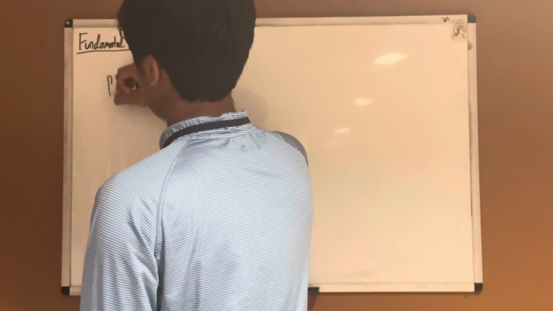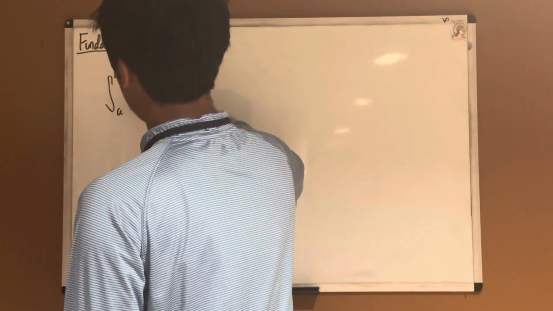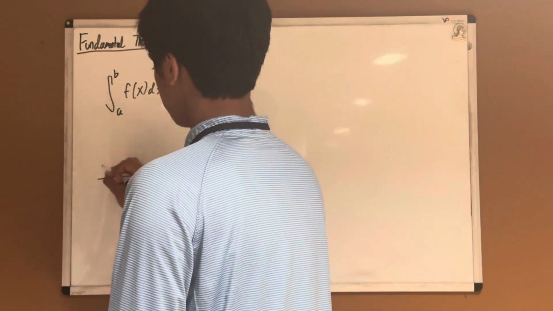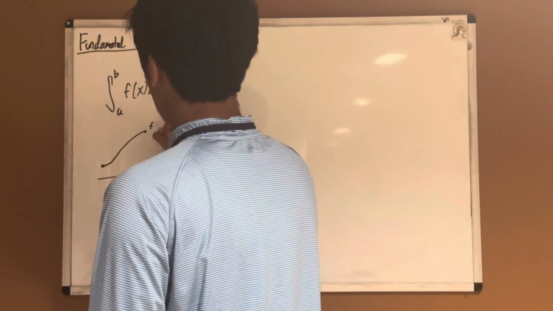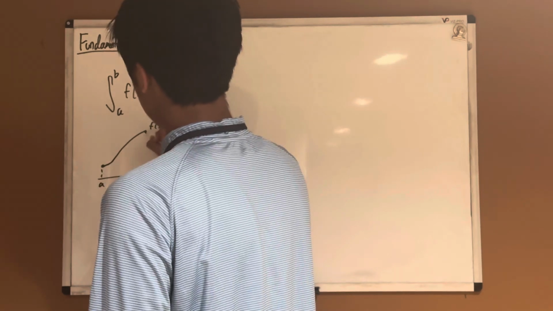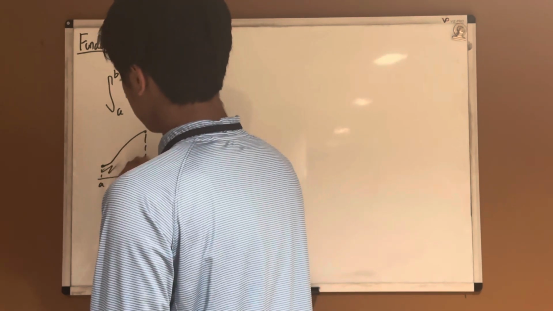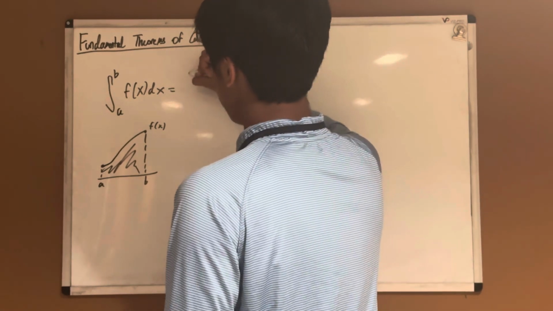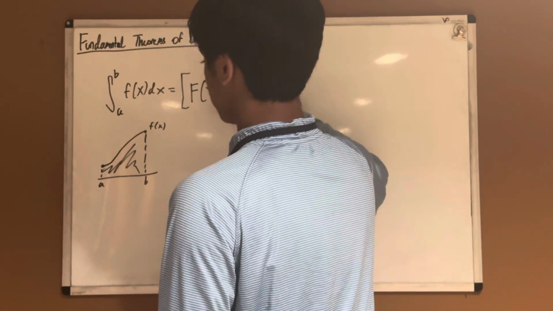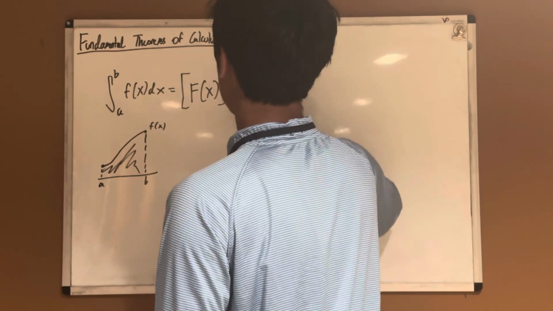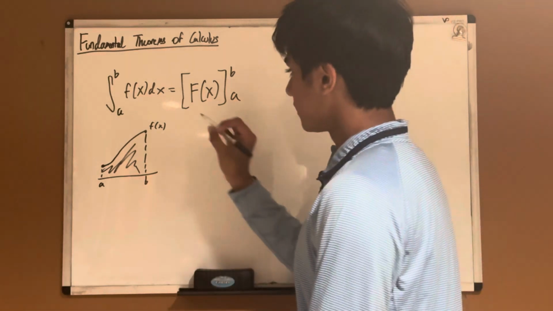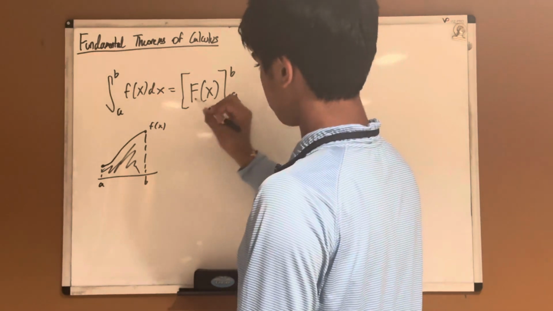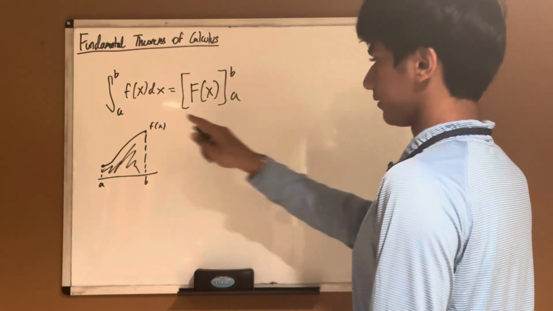It tells us that the integral from a to b of f of x dx, and again what this notation means, it tells us the area of a function f of x from the x points a to b, this area here, equals, the fundamental theorem of calculus tells us, big F of x from a to b. So what I'm saying is that the antiderivative of the function f of x, big F of x, from a to b is equal to that area.